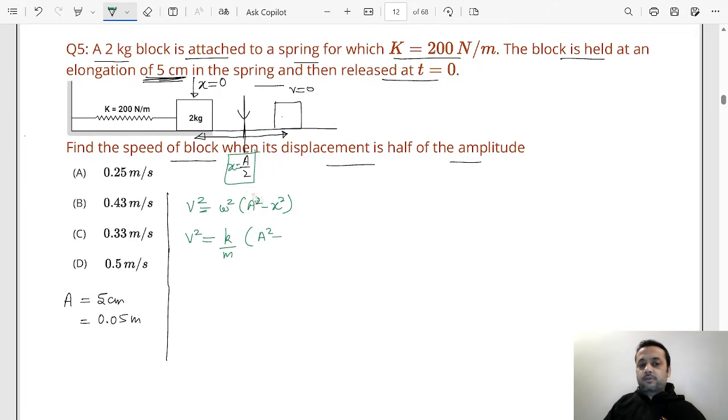We want the speed at x equals a by 2. So you can put here x equals a by 2. That is when you are going to get the speed. So we can say that this will be k by m. The value of m is 2 kg and k is 200. So k is 200 and m is 2 kg.